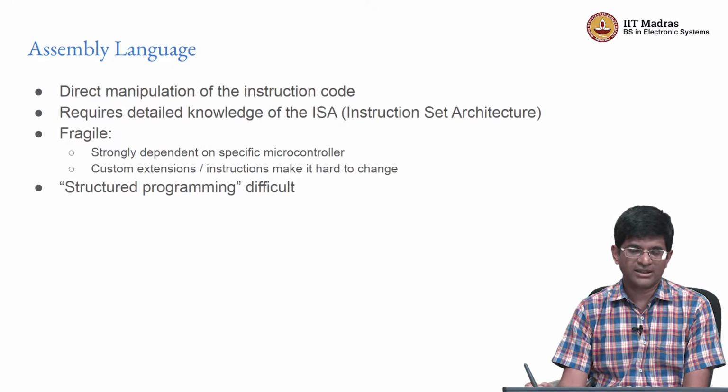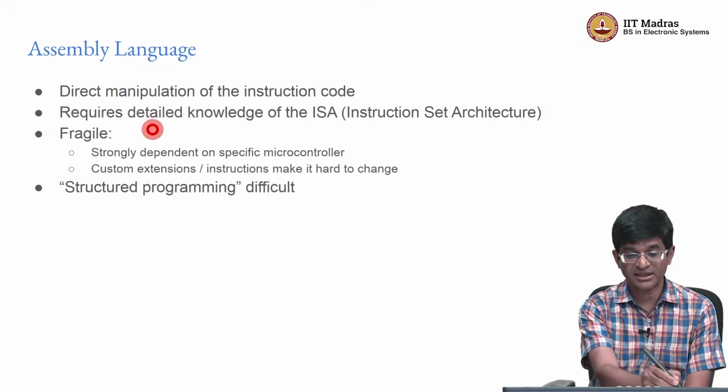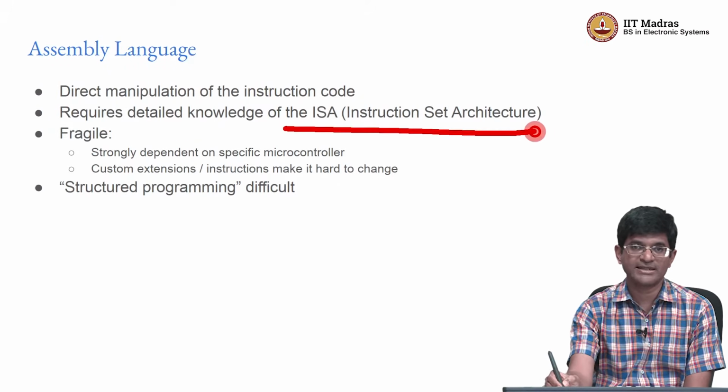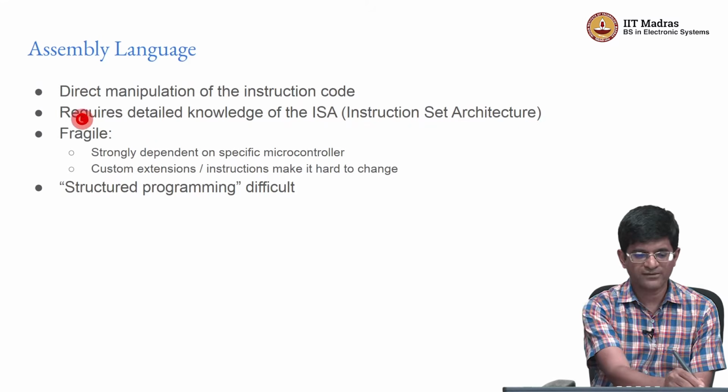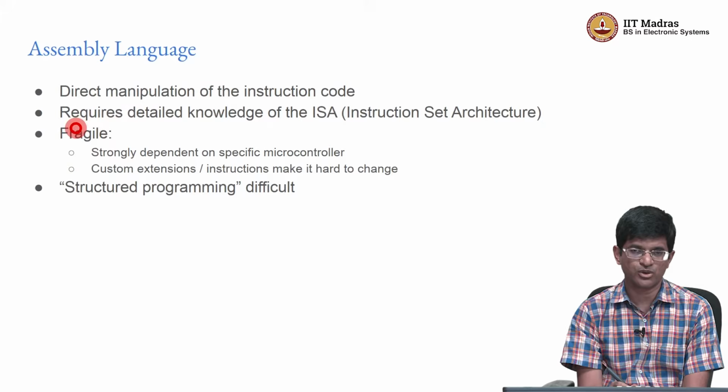Now, let us look at each of these in a little bit more detail to understand why we are finally looking at embedded C programming for this course, right. Assembly language is pretty much direct manipulation of the instruction code. You are literally going in there and writing the assembly language instructions. The problem is it requires detailed knowledge of your ISA. Now, why is that a problem? Because it is fragile. It is very strongly dependent on the specific microcontroller that you choose.